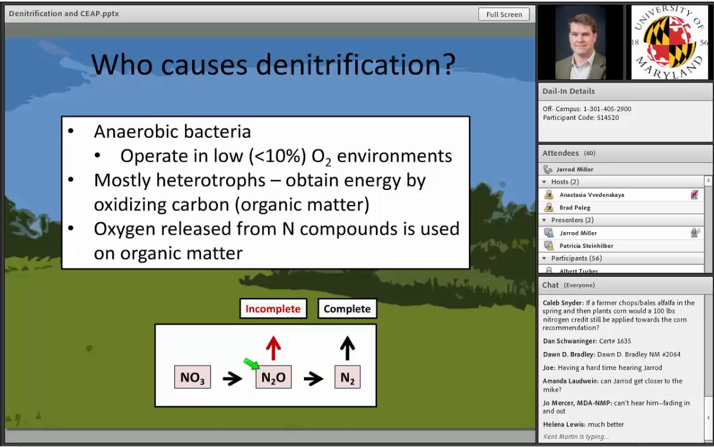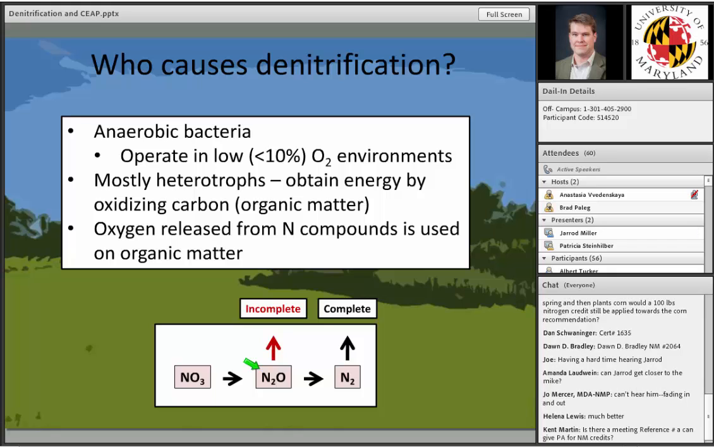These microbes themselves are mostly heterotrophs, which means they obtain energy by oxidizing carbon, which means they're like you, they're eating organic compounds to produce their energy. They're not using photosynthesis. So the organic matter and carbon source is important in denitrification. The overall reaction is actually reducing nitrogen, but it's also releasing the oxygen from the nitrogen compounds to be reduced.